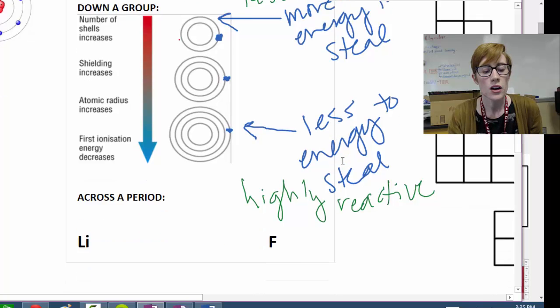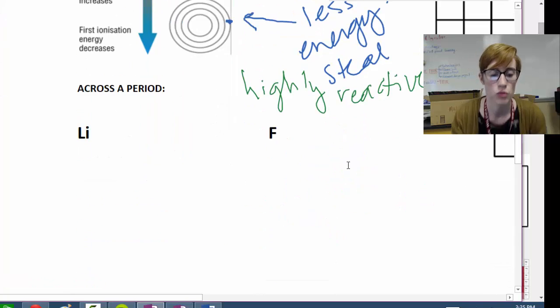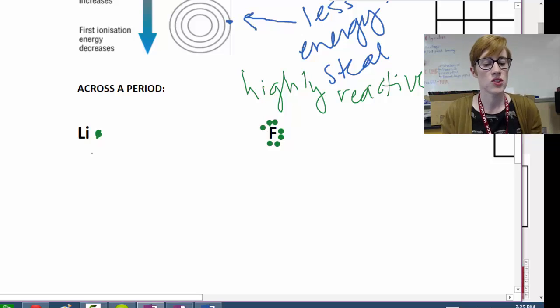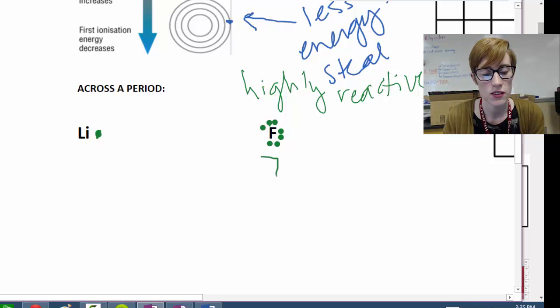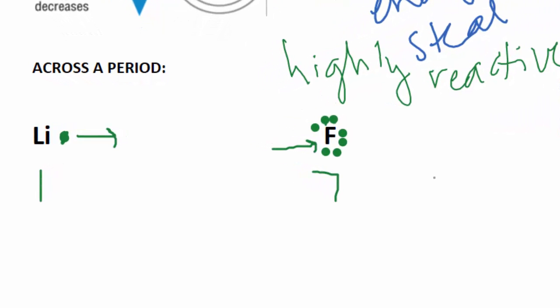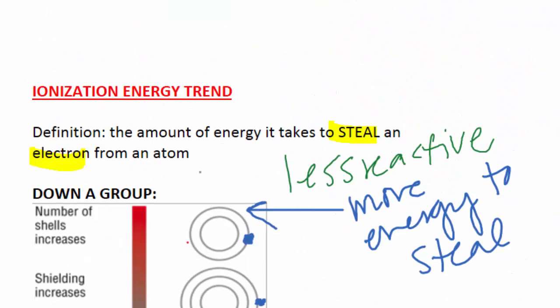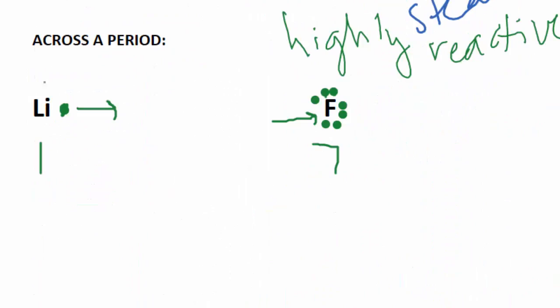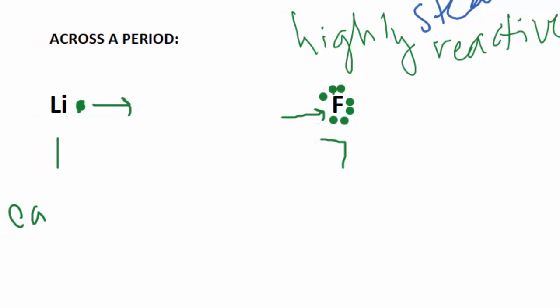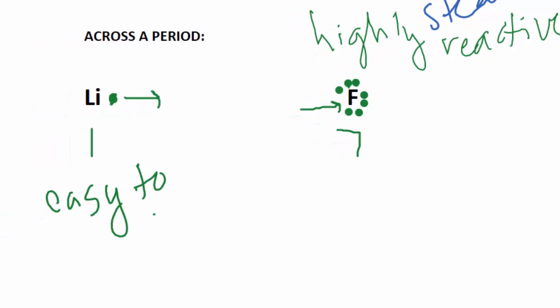Okay, let's talk about going across a period from lithium to fluorine. Lithium has one outer electron, and fluorine has seven valence electrons. Lithium, we know, wants to give away its electron. Fluorine, we know, wants to steal it. So the question that we asked up here is, which one takes more energy to steal an electron away from? Lithium, it's going to be very easy to steal an electron, right? Because we know it actually doesn't even want it anyway. It wants it to be gone.